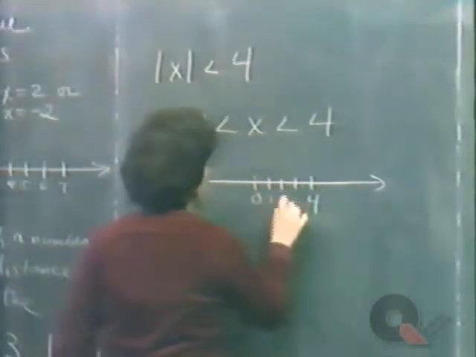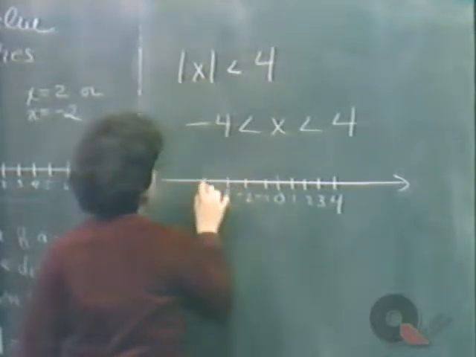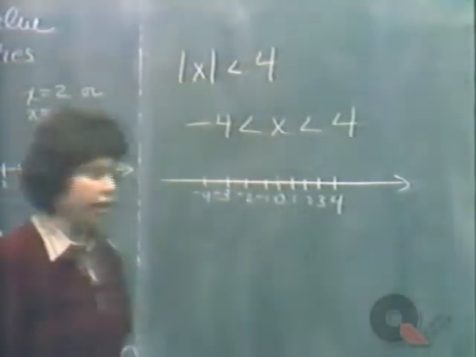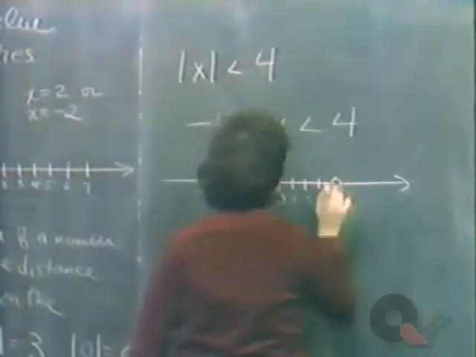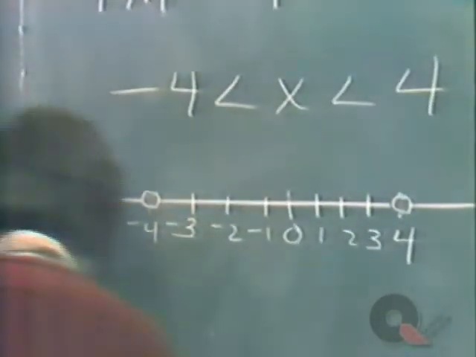Here is 1, 2, 3, 4, minus 1, minus 2, minus 3, minus 4. Since it's all values between minus 4 and 4, but not including the endpoints, we could put a little circle in here to indicate that 4 is excluded. Little circle here to indicate that minus 4 is excluded.